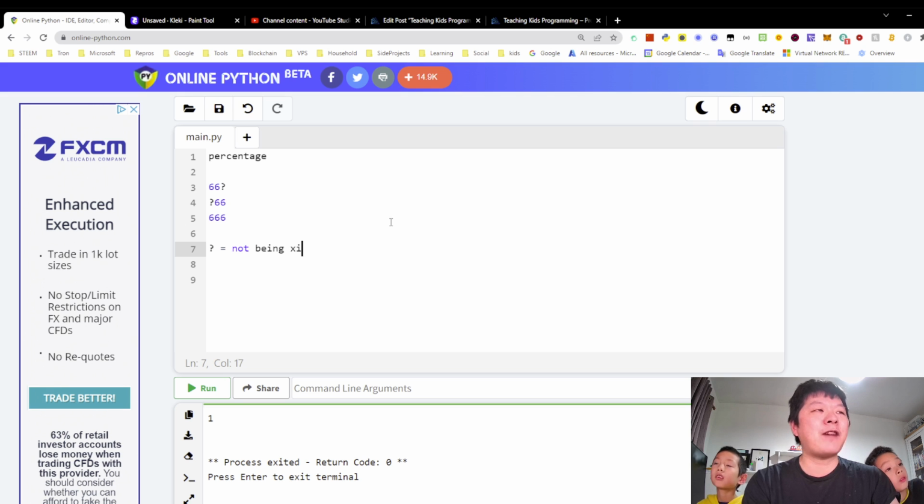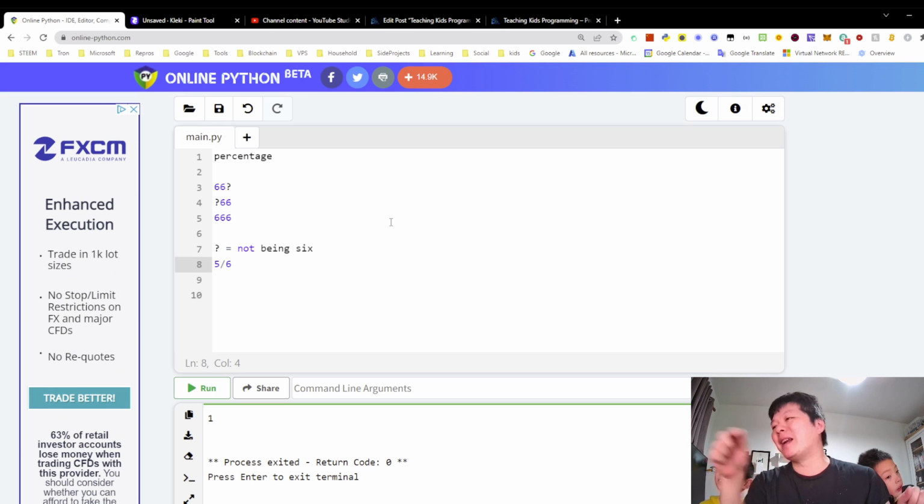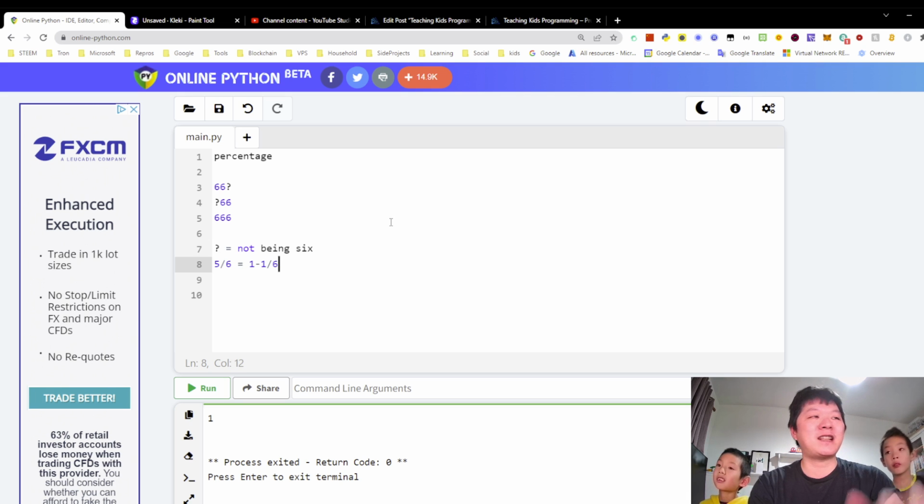So if I roll a dice, what's the probability of it not being 6? 5 over 6. Why 5 over 6? Exactly, because 1 over 6 is the chance of being 6, so it's 1 minus 1 over 6. Easy. So we just have to add up these 3 odds.